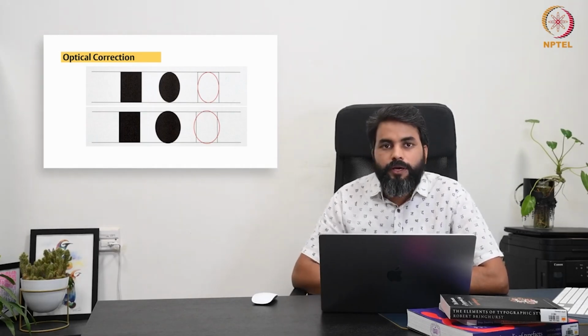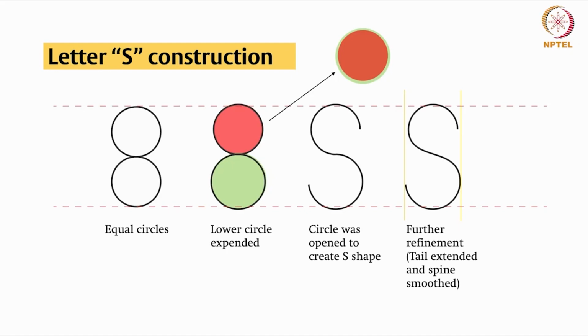Similarly, in the letter S, though we feel like the top and bottom circles are of the same measurement, right? So this is where an equal circle has been used, but it is not. The lower circle always expands, right? And if you look at the image, it has been shown in light green color.